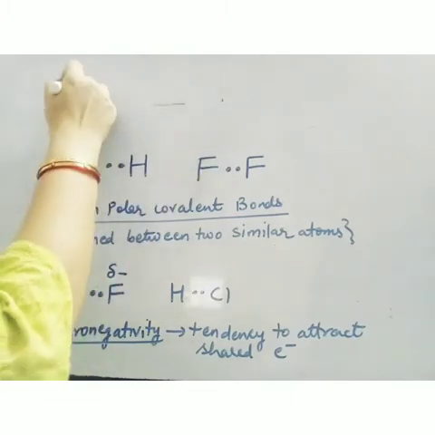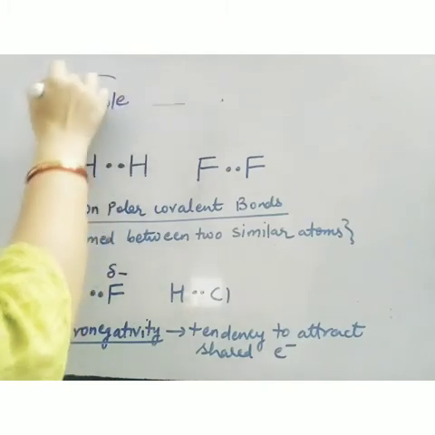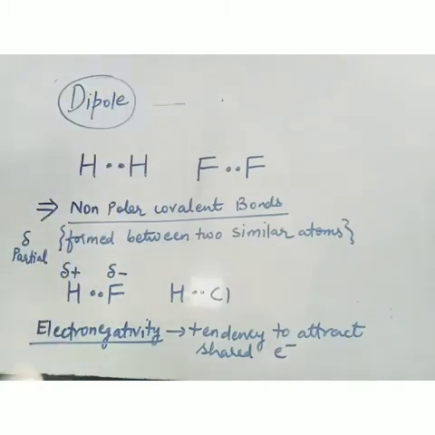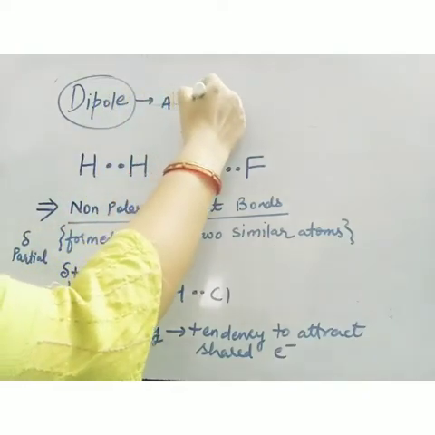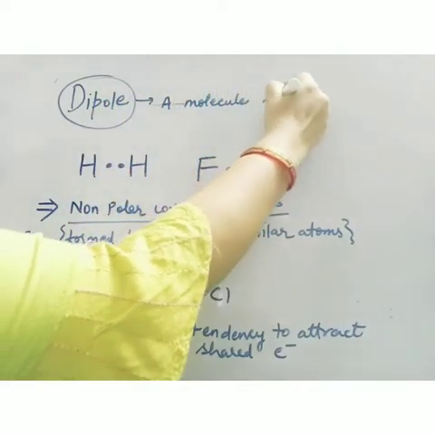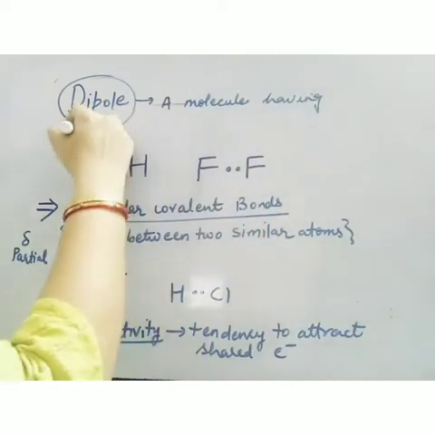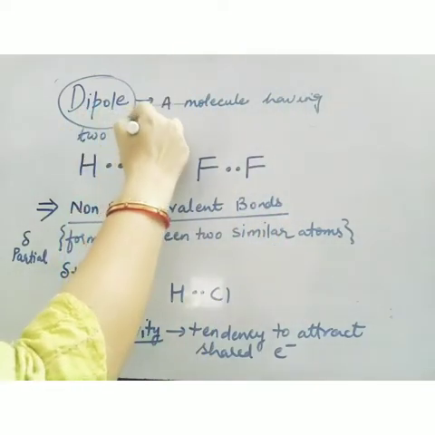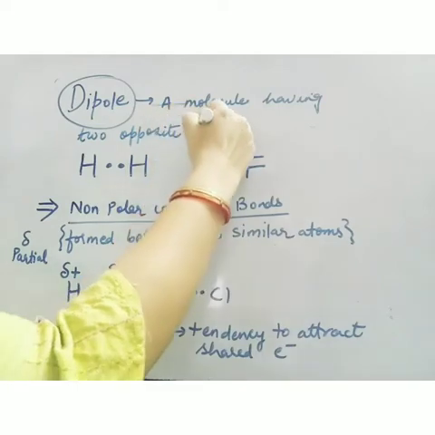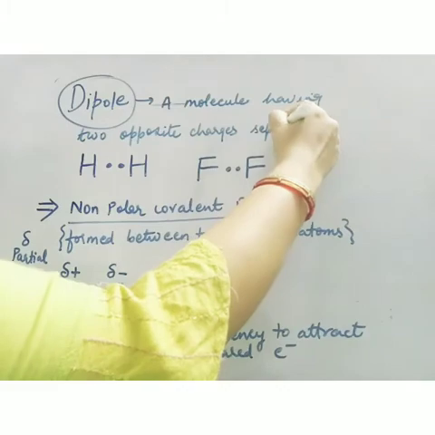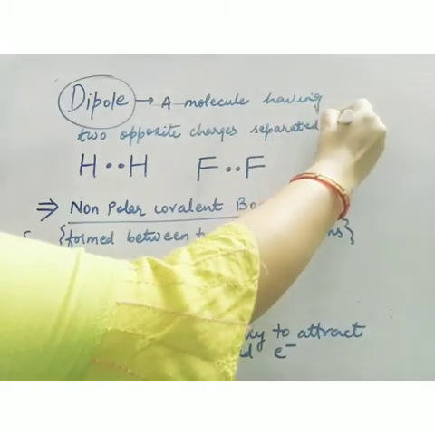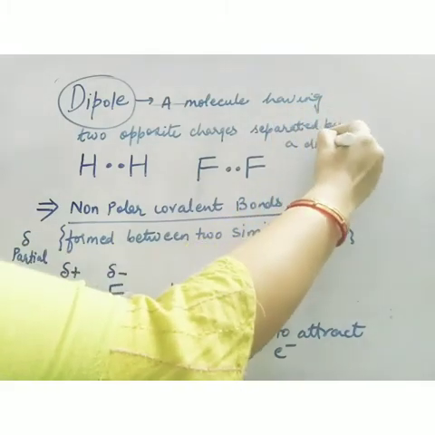So one word is there, that is dipole. This is a physics word. Di means two, pole means charges. What is a dipole? Dipole means a molecule having two opposite charges separated by a distance.